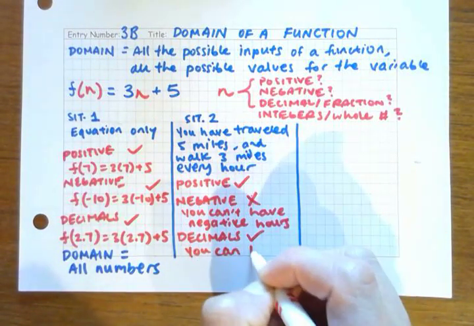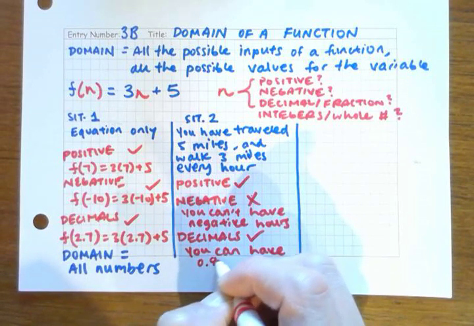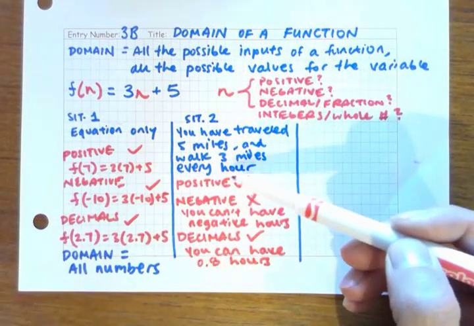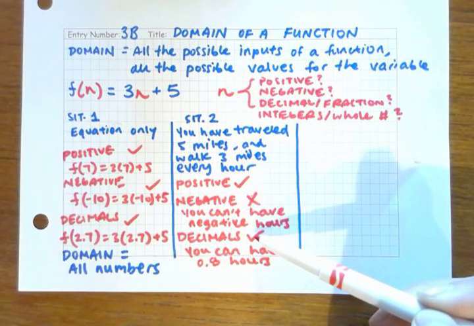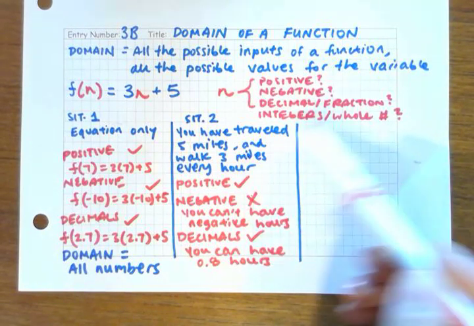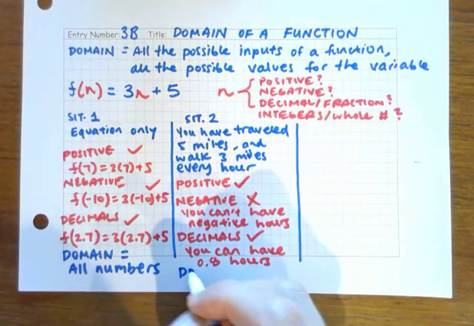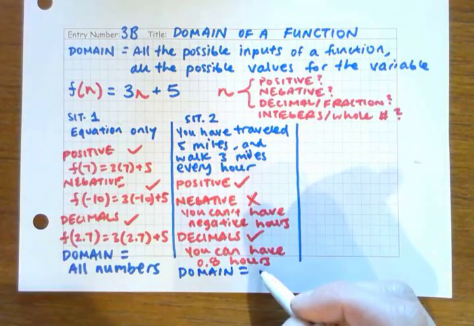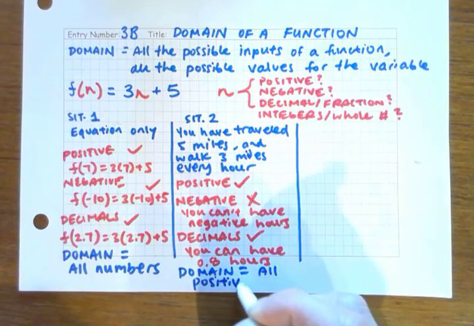Because, for example, you can have 0.8 hours. So in this case, positive numbers work, negative numbers don't, decimals work, and then we also know that positive whole numbers work too. So for this situation, our domain is all positive numbers.